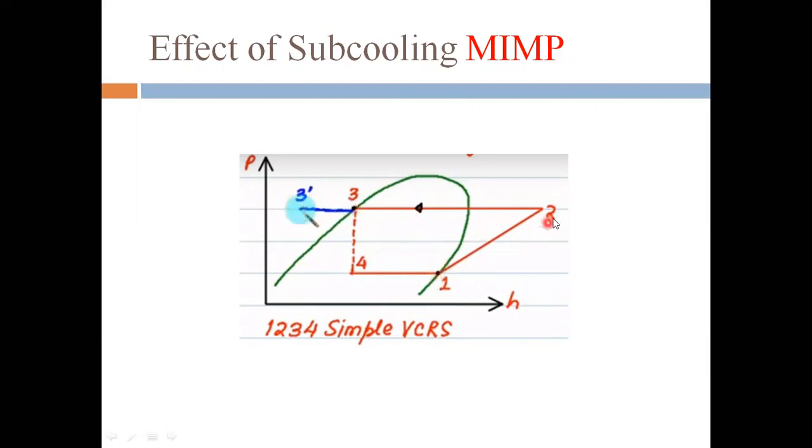First, 1 to 2 compression remains the same, the compression work remains the same. 2 to 3 is the condensation. Now we are doing the subcooling. Subcooling means we are cooling the refrigerant with the help of an extra amount of water or by using a low temperature working medium for the cooling. So this point 3 gets subcooled and is shifted to the left side, that is 3 dash. We are not changing any condenser pressure. We are not changing any suction pressure.